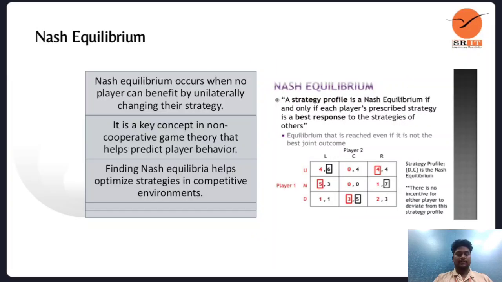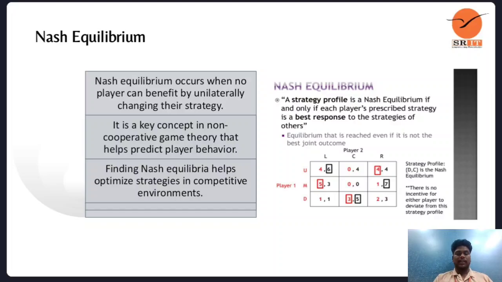Coming to the next slide, Nash equilibrium. Nash equilibrium occurs when no player can benefit by unilaterally changing their strategy. It's a key concept in non-cooperative game theory that helps predict player behavior. Finding Nash equilibrium helps optimize the strategy in competitive environments.